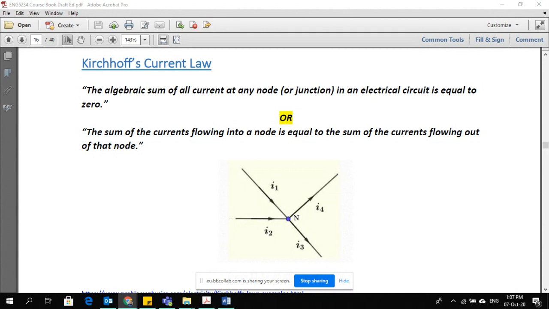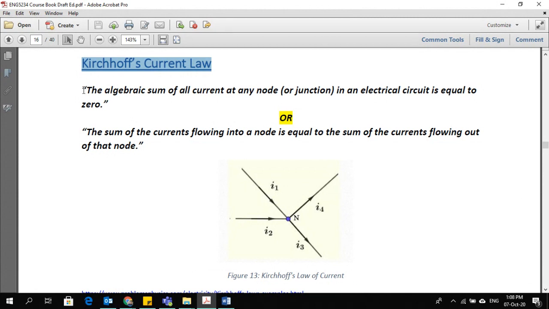Okay, class, we will be starting our new topic. In our previous lecture, we covered series and parallel circuits, and we looked at a few examples of how to solve series and parallel circuit problems. Now today, we shall be talking about Kirchhoff's current law and voltage law.